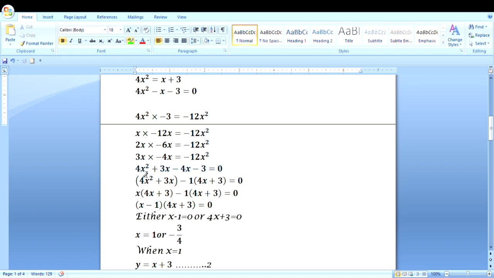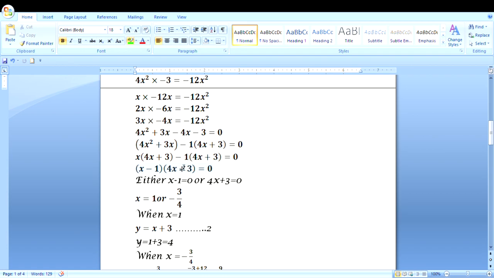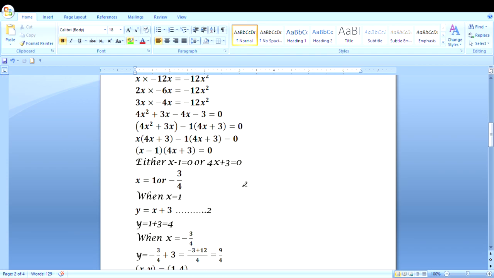So this becomes x(4x plus 3) minus 1(4x plus 3) equals 0, where the common factor here is x. So here this becomes (x minus 1)(4x plus 3) equals 0. Either x minus 1 equals 0 or 4x plus 3 equals 0. So that x is equal to 1 or minus 3 over 4.